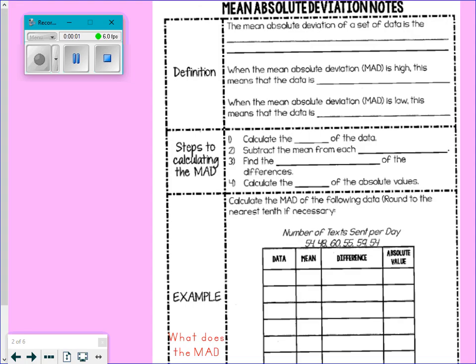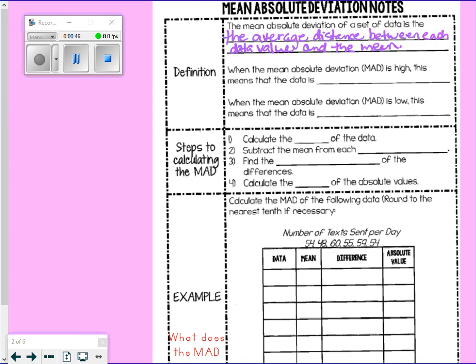So today we're going to learn about mean absolute deviation, how to calculate it and what it means. So, definition: the mean absolute deviation of a set of data is the average distance between each data value and the mean. So that's why for the warm-up we had a review of how to find the mean, right?